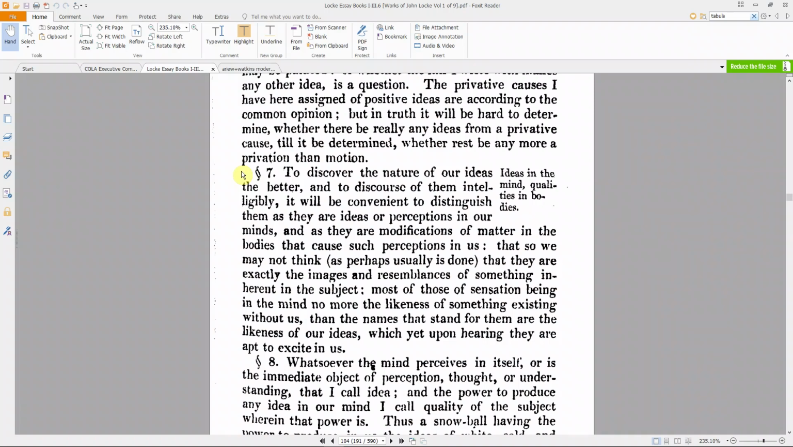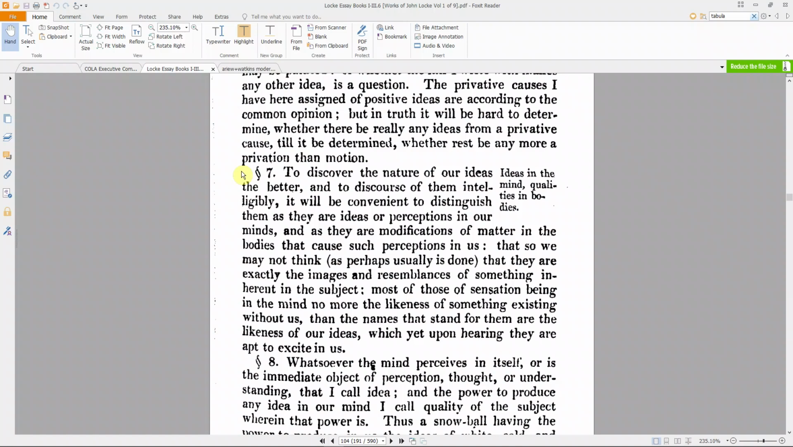That, so we may not think, as perhaps usually is done, that they are exactly the images and resemblance of something inherent in the subject. Most of those sensations being in the mind no more the likeness of something existing without us than the names that stand for them are the likeness of our ideas, which yet, upon hearing, they are apt to excite in us. So here Locke alerts us to the fact that at least some of our ideas don't resemble the thing that they are ideas of.